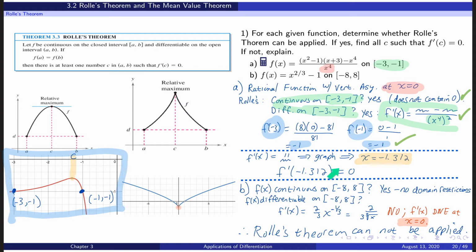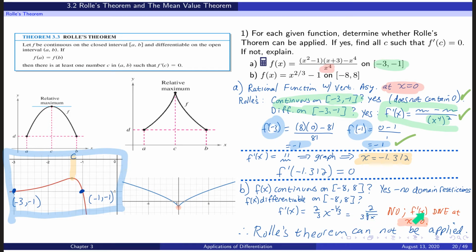Is it continuous? Yes. There are no domain restrictions on x to the 2/3 minus 1 between -8 and 8, so yes, it is continuous on the closed interval. Is it differentiable? Yes. When I take the derivative, I wind up with this 2/3 x to the -1/3, which moves the x into the denominator, but now the derivative does not exist when x equals 0. This function has a domain restriction because x is in the denominator.